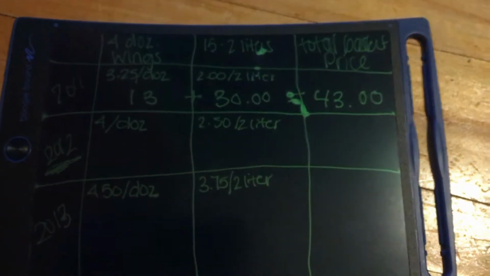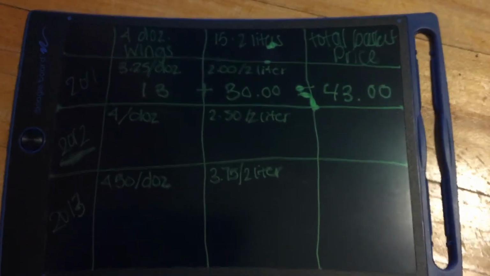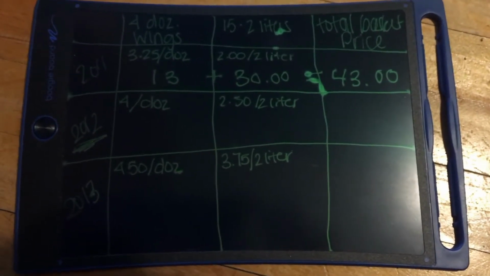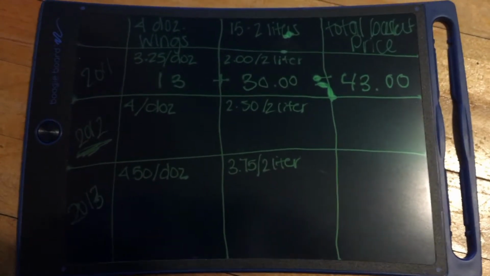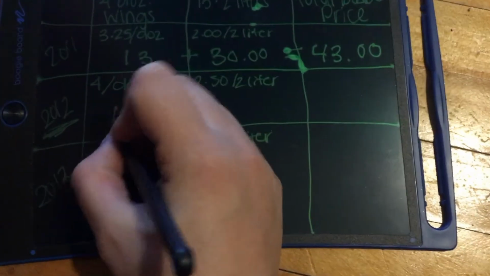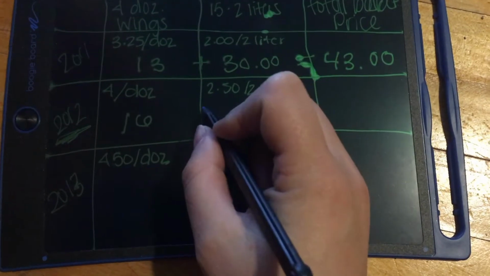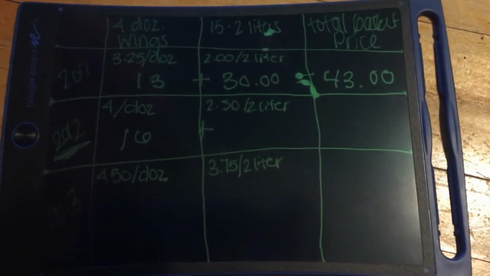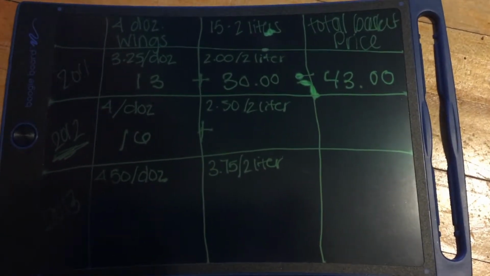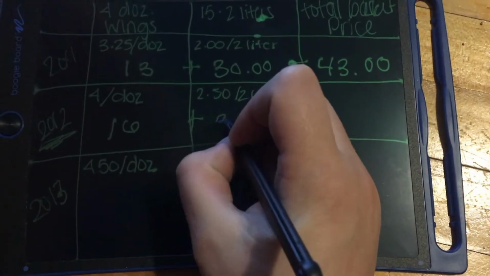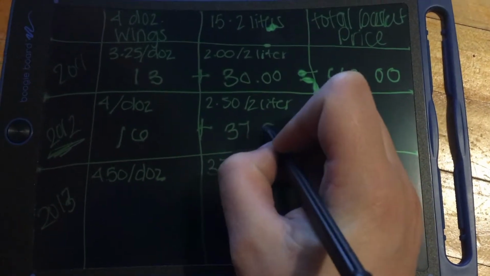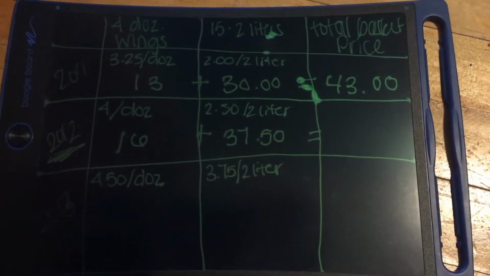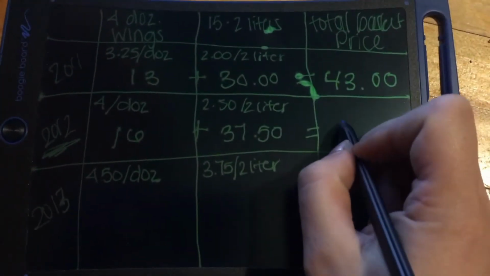$43. For 2012, which will be our base year when we go to calculate the CPI, chicken wings were $4 a dozen. $4 times 4 dozen is $16. We are going to add that to the $2.50 times 15, which would be $37.50. That gives us a total basket price of $53.50.